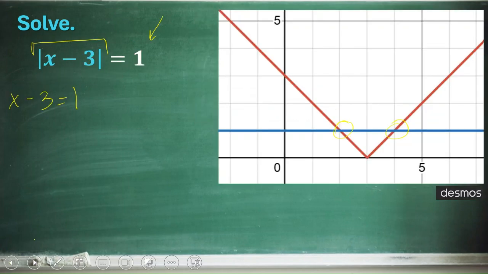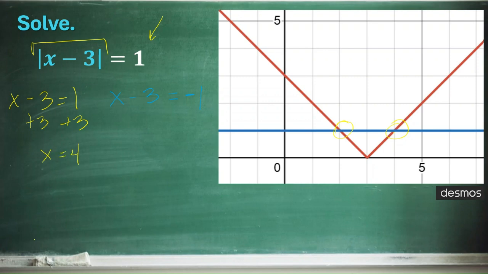Oops, I went the wrong way. I was trying to change my pen color. And then we do the same thing, but instead of it equaling the positive one, we know it also has to equal negative 1. All right, so let's go ahead and solve. I'm going to add 3 to both sides. When I do that, I get x equals 4.